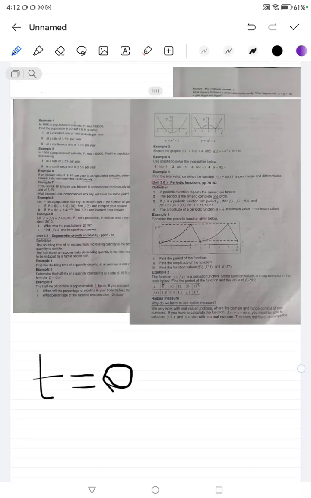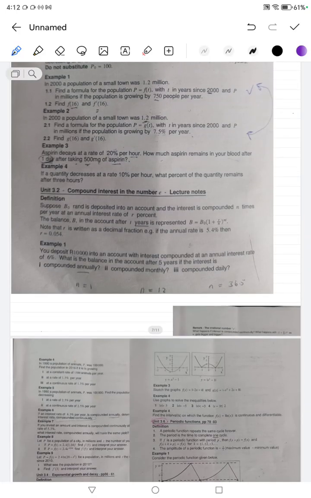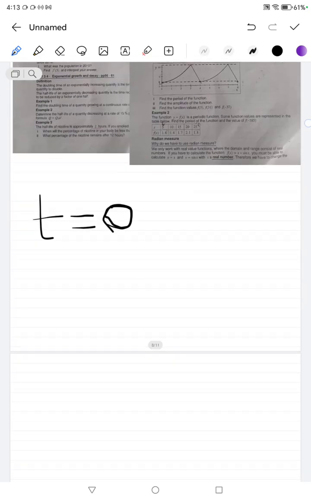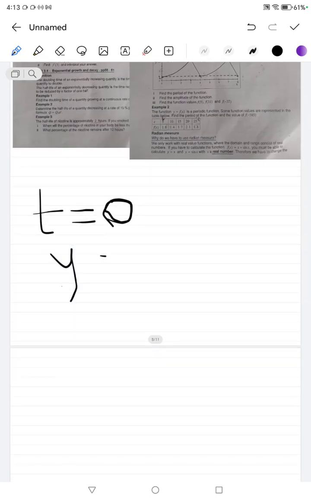Then yeah, it means now your t of 0 would be your reference here. Then let's just check again what they're saying. They're saying t in years since 2000 and p in millions, if the population is growing by 750 per year. So this 750 per year that you see, it's your rate. And you remember your rate, this is the same as them giving you the formula. You have your y equals to your mx plus b.